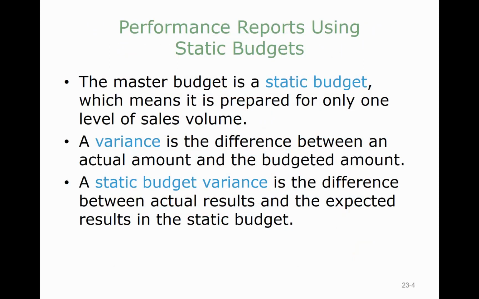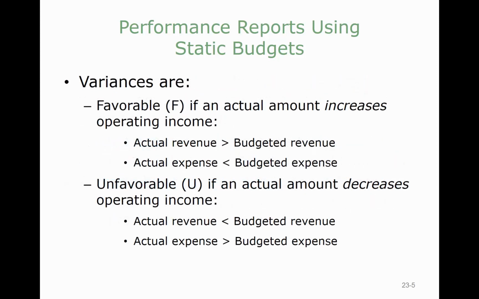That's the whole point. So you learned about the master budget last chapter. It's a static budget. The term variance means the difference between the actual amount and the budgeted amount. And then the static budget variance is the difference between the actual results and what we planned, okay? So when we talk about variance, and this was covered in the last chapter, so this is just review, variance can either be favorable or unfavorable.